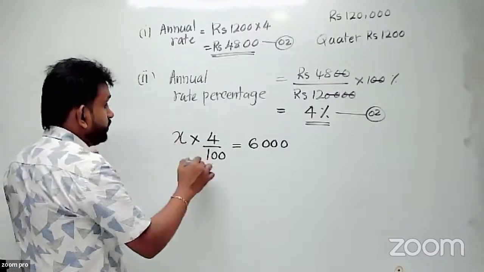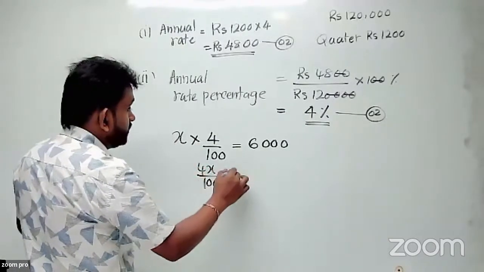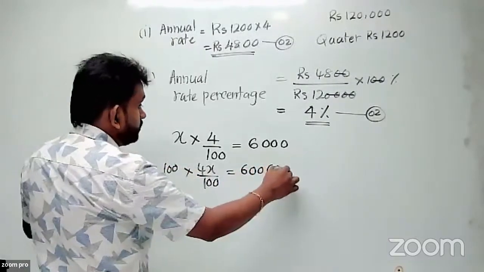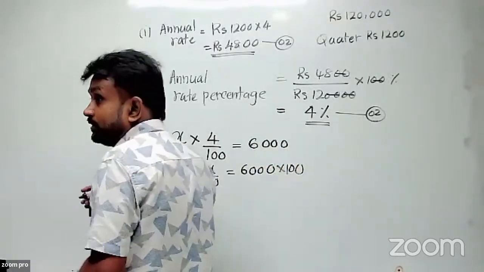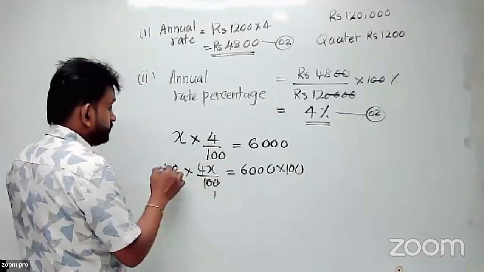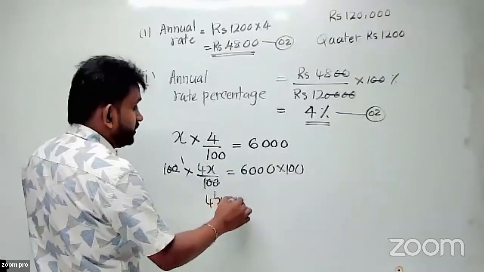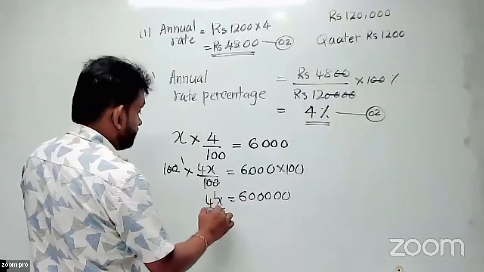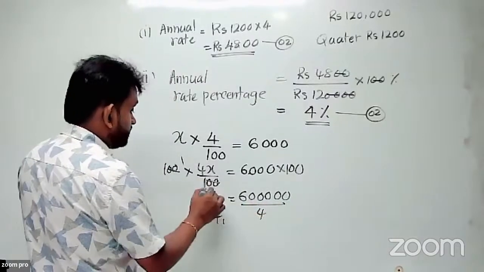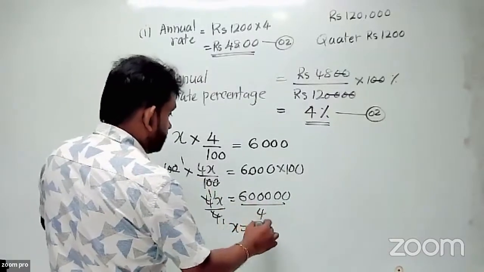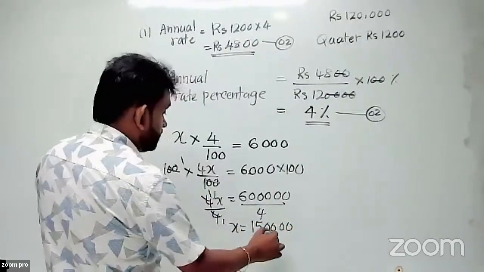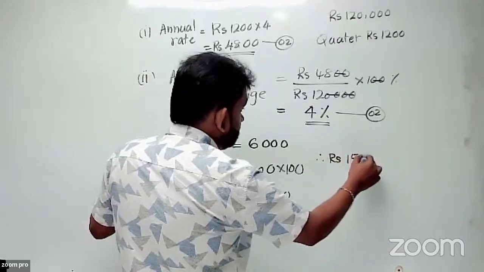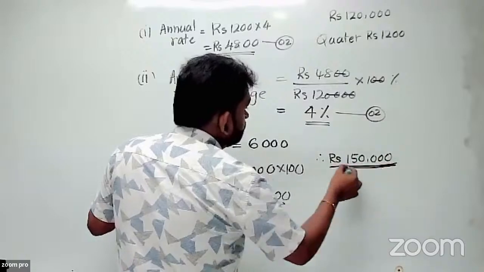Then x into 4 upon 100 equal 6,000. So I multiply by 100 on both sides. You cancel here. Then 4x equal 6,000 into 100, 6,000 and put two zeros. Just divide by 4 on both sides. And 4 cancel, then x equal 15 and 4 zeros. That gives you 150,000. Therefore, rupees 150,000.